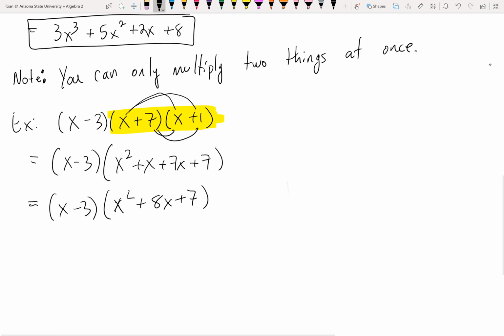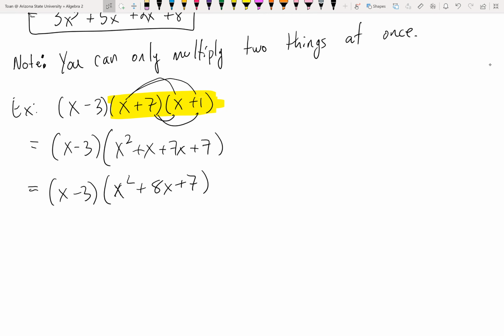Now that I've completely finished the highlighted portion, I can then go ahead and do the distribution with the x minus 3. So it becomes an exercise of the previous example. So I'll go ahead and go through this a little bit faster than the one before. So let's go ahead and distribute this x here.